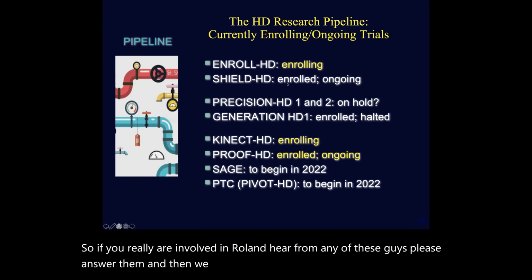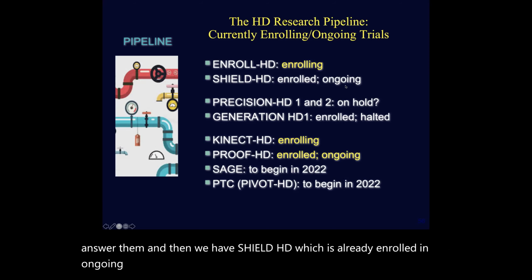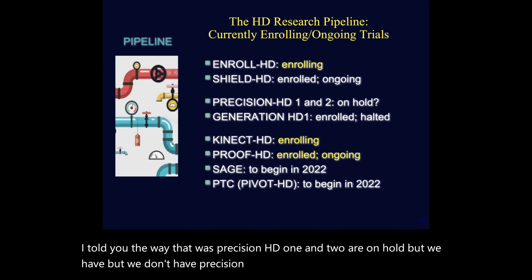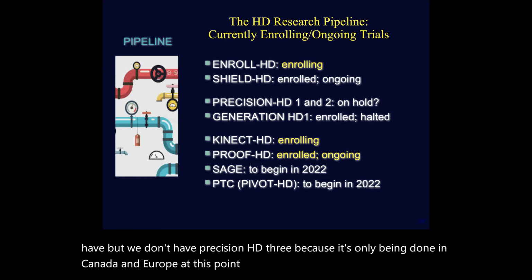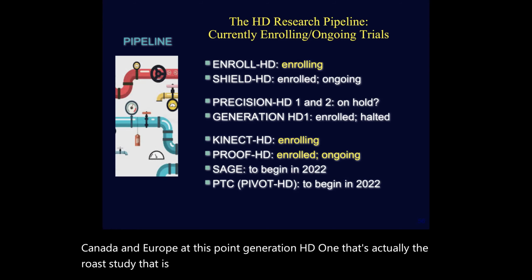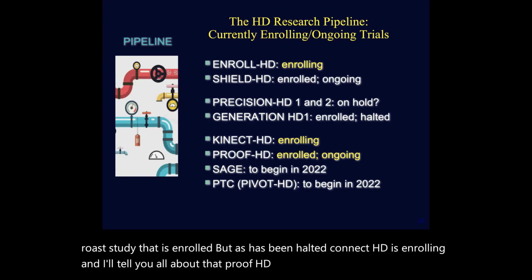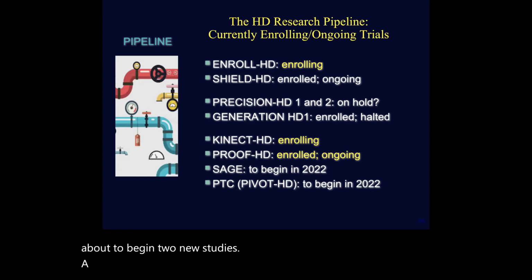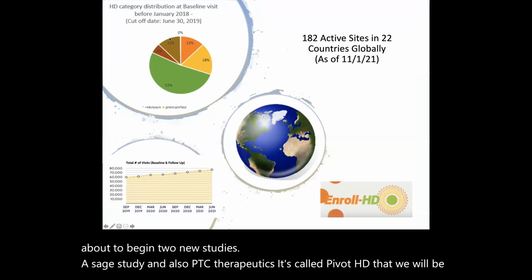And then we have Shield HD, which is already enrolled and ongoing, but it is going to be followed by a clinical trial. This is pretty exciting. I told you the wave that was Precision HD 1 and 2 are on hold, but we don't have Precision HD 3 because it's only being done in Canada and Europe at this point. Generation HD 1, that's actually the Roche study that is enrolled, but as you know, has been halted. Connect HD is enrolling, and I'll tell you all about that. Proof HD is enrolled and ongoing, and we're not enrolling any more people in that right now. But we're about to begin 2 new studies, a SAGE study, and also PTC Therapeutics' Pivot HD that we will be starting. So let me briefly just tell you about Enroll.